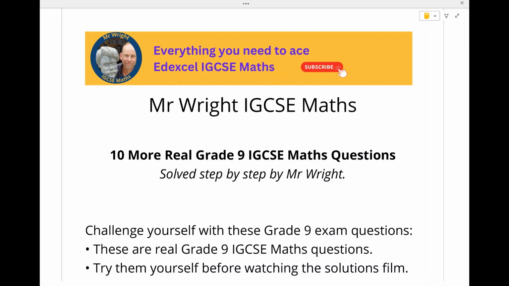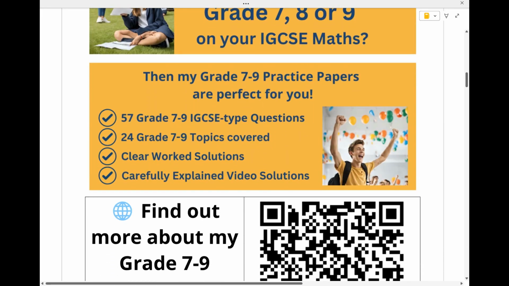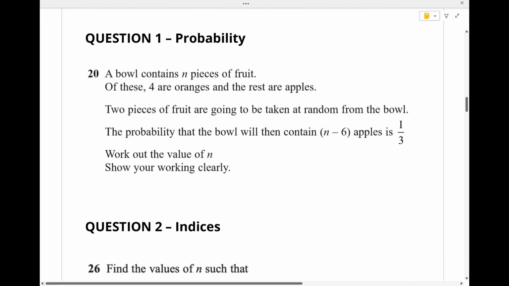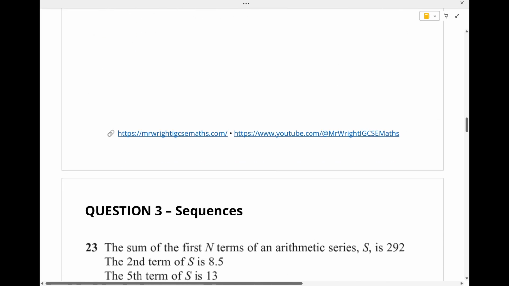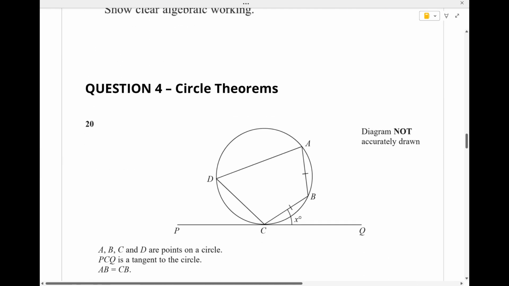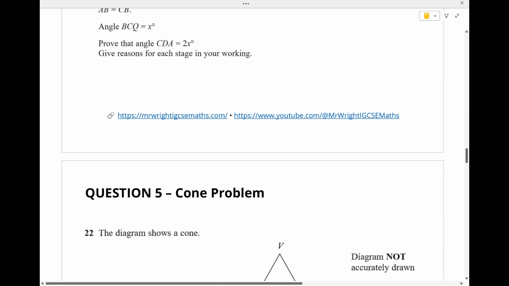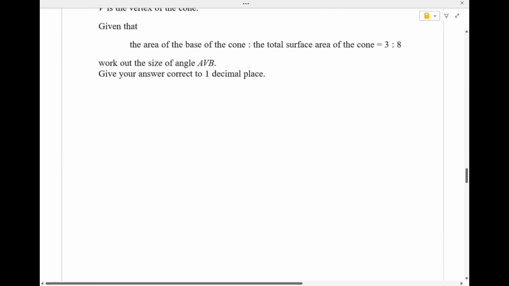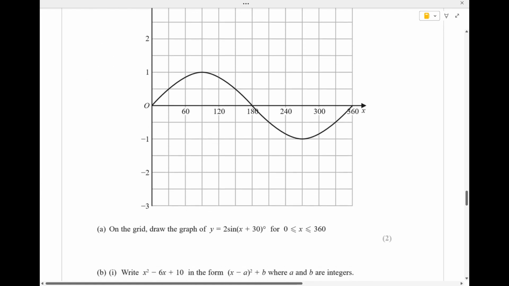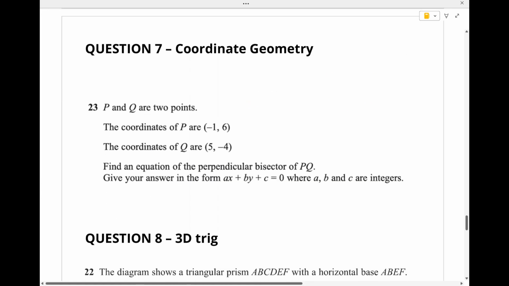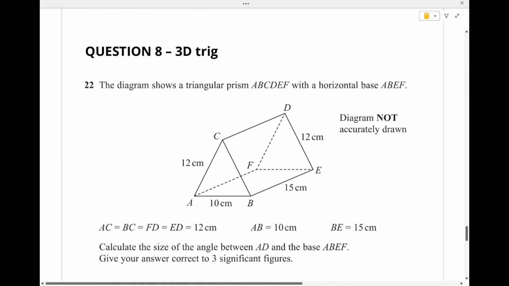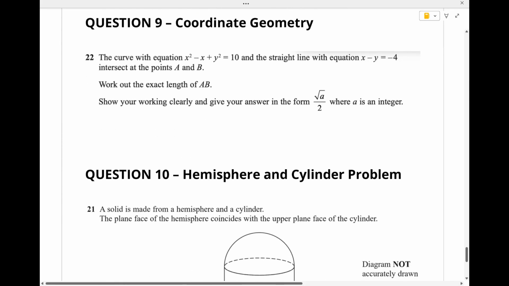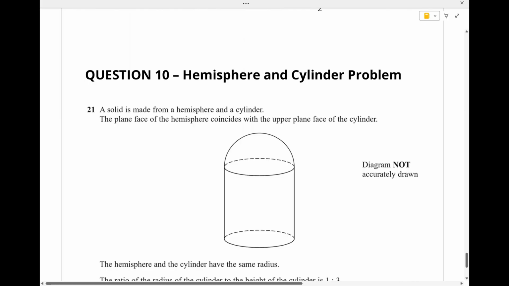Now, let's have a look and see what we've got coming up. Probability, indices, sequences, circle theorems, a problem involving a cone, transforming graphs, coordinate geometry, 3D trig, another coordinate geometry question, and a problem involving a hemisphere and a cylinder. So lots of typical, traditional grade 9 stuff.